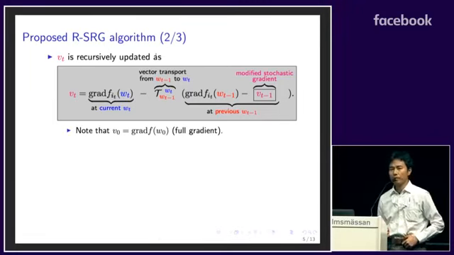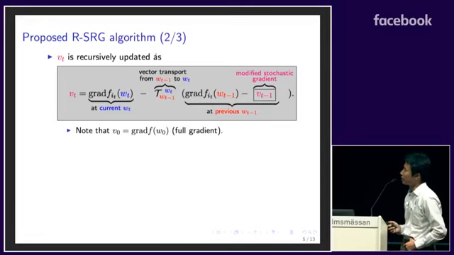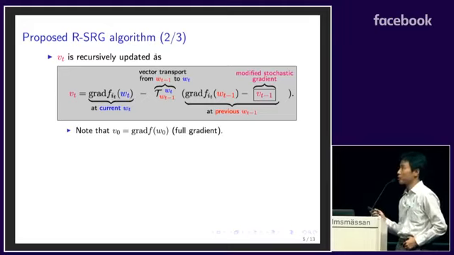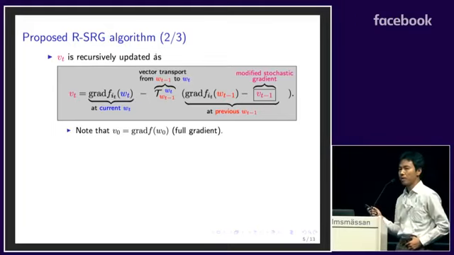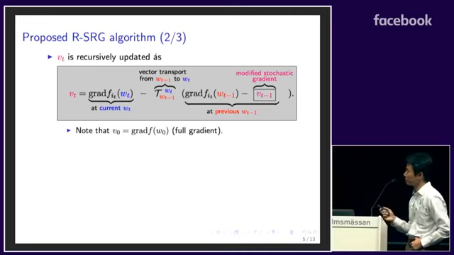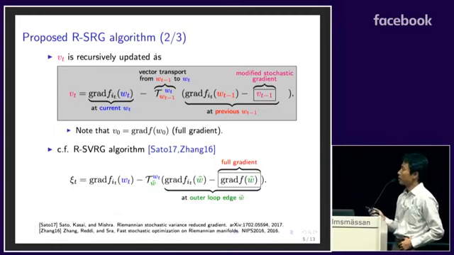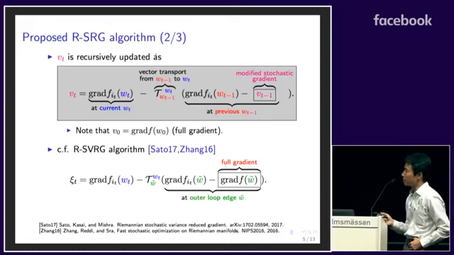So I want to ask for your attention on the following two points. The first is that we use the stochastic gradient at the previous point Wt minus 1, and the second point is that this is the modified stochastic gradient, which is recursively updated. Comparing with RSVRG, that algorithm uses the stochastic gradient and the full gradient at the outer loop fixed point W tilde. This is the biggest difference.